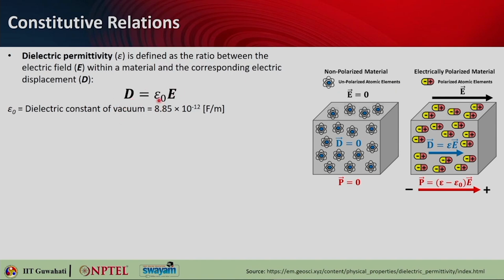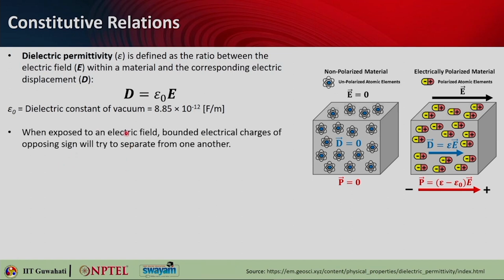So it is D equals epsilon naught E. So what is epsilon naught? It is basically D over E. So it is the displacement field over the electric field that gives you epsilon naught, which is vacuum permittivity. The value for vacuum permittivity is well known. It's 8.85 times 10 to the power minus 12 F per m. What is F? Farad. Right?